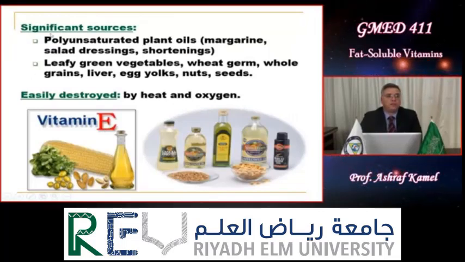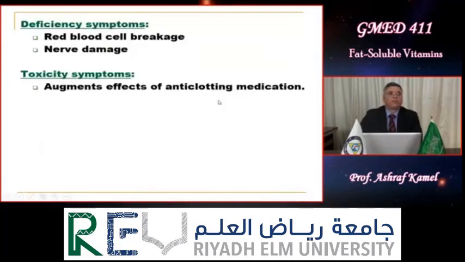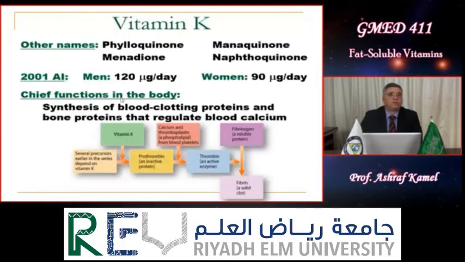Sources include polyunsaturated plant oils like margarine, salad dressings, shortenings, leafy green vegetables, wheat germ, whole grains, liver, egg yolks, nuts, and seeds, and it is easily destroyed. Vitamin E is easily destroyed by heat and oxygen. Deficiency gives rise to red blood cell damage or hemolysis, as well as nerve damage. Toxicity symptoms augment the effects of anti-clotting medications like warfarin, for example.